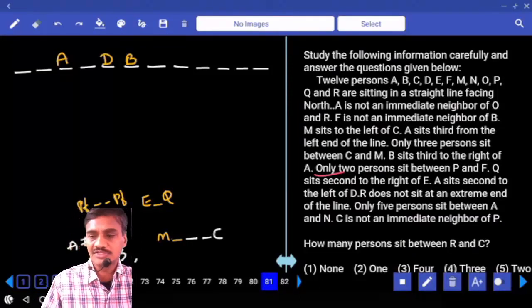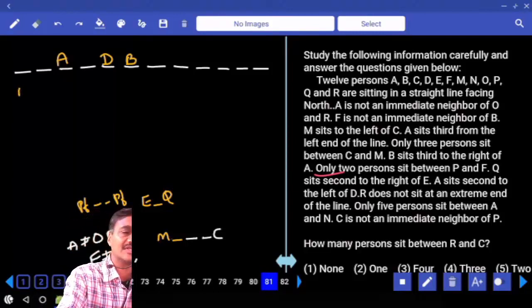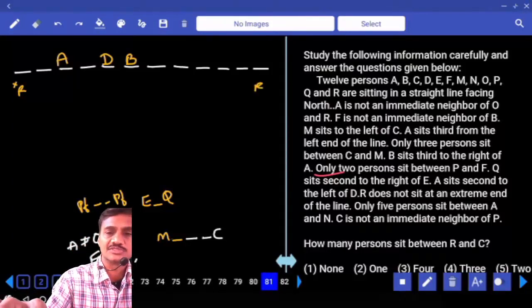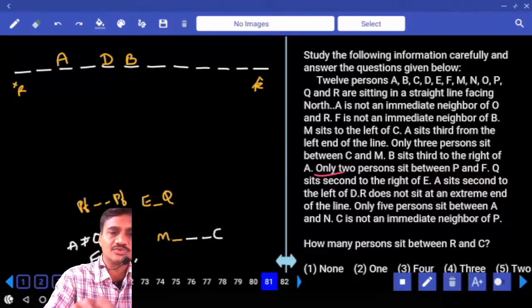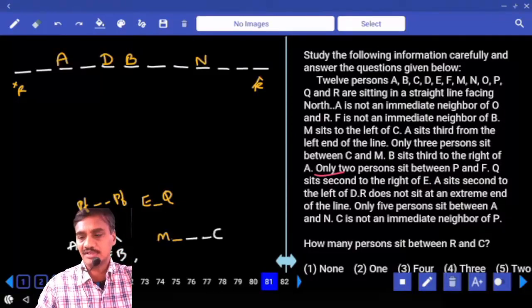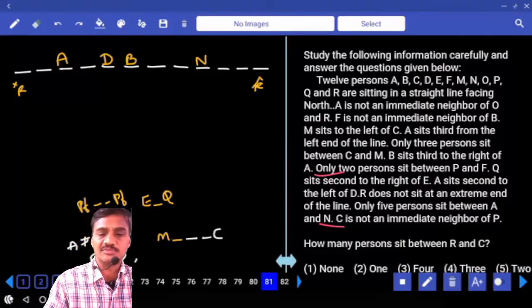R is not at any one of the extremities. R cannot be in these 2 places. And only 5 people between A and N: 1, 2, 3, 4, 5. N is here. And C is not an immediate neighbor of P. C and P cannot be adjacent to each other.